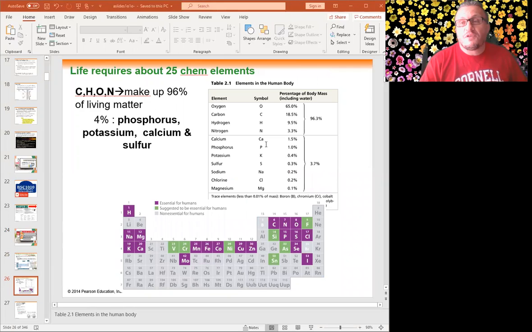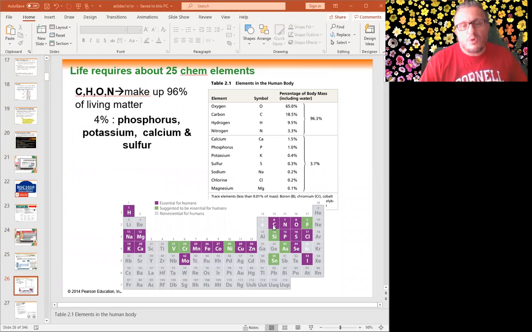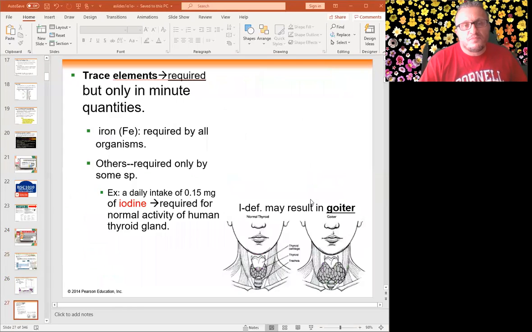Okay, so life requires 25 chemical elements. Carbon, hydrogen, oxygen, and nitrogen are the 4 big ones, making up 96% of living matter. The rest of the 4% are phosphorus, potassium, calcium, and sulfur. Okay, so they are highlighted here in purple and other colors.